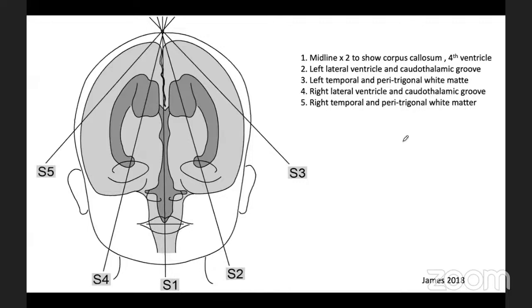Now, the midline sagittal structures, you will take two views. Midline here, S1, to show the corpus callosum and fourth ventricle, and two views on the side, S2 and S3, on the left and the right side, to look for the temporal lobe and the peritrigonal white matter.